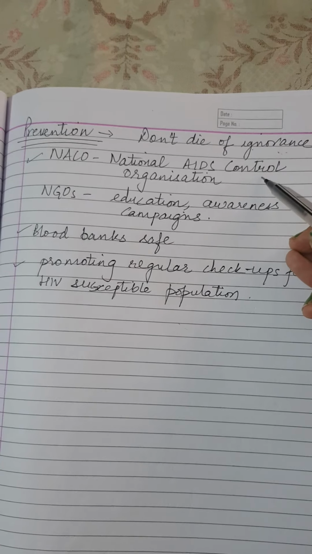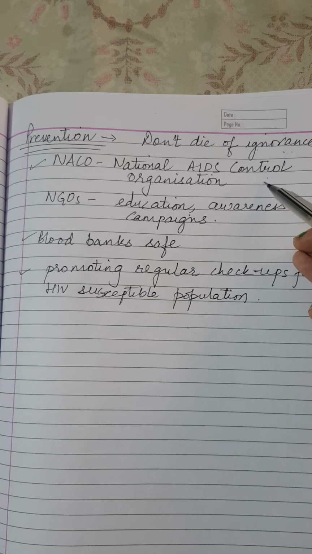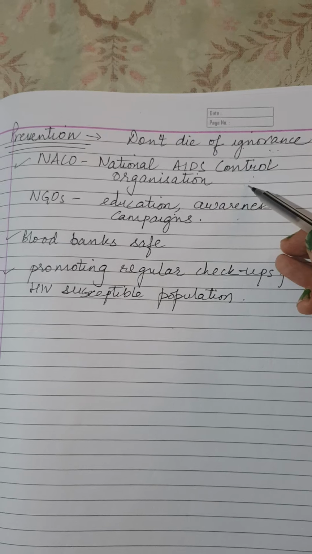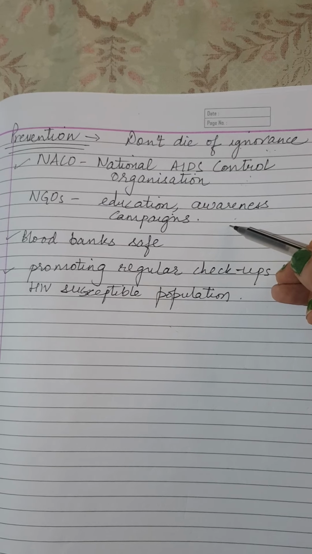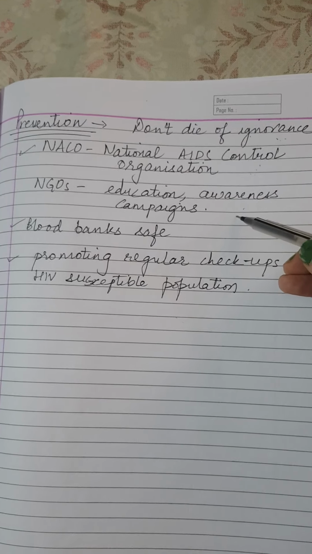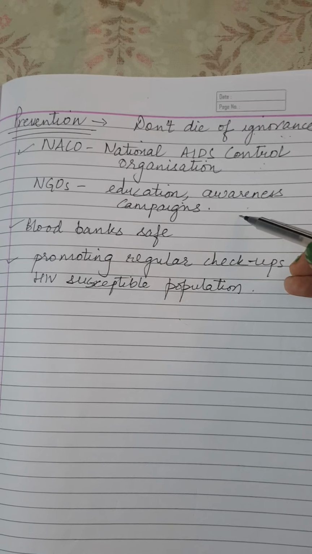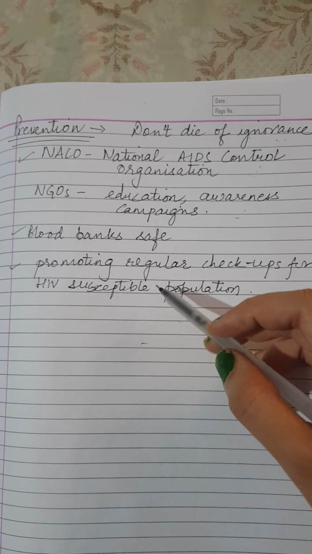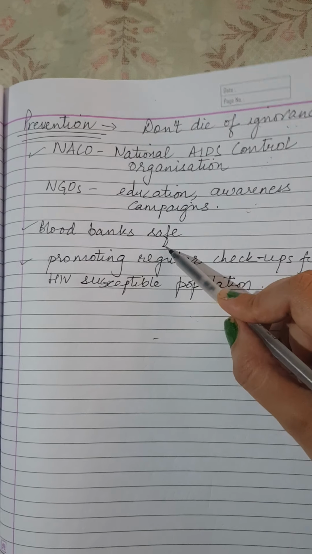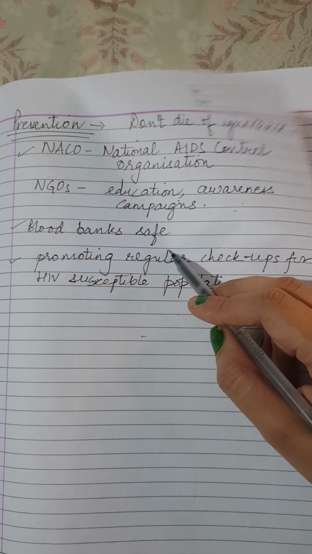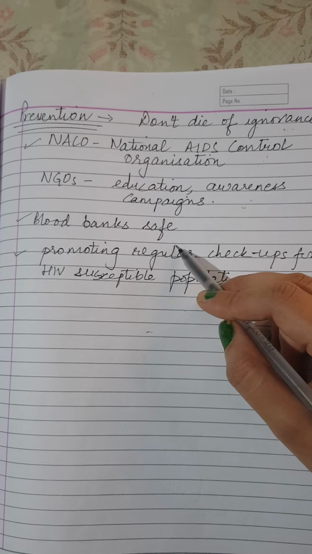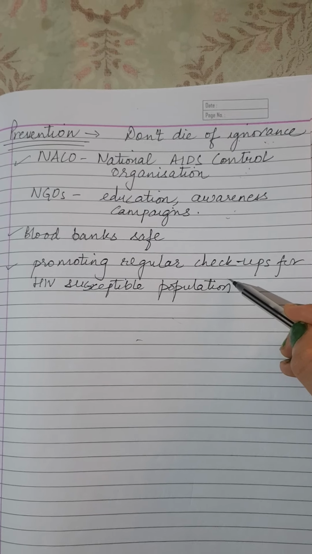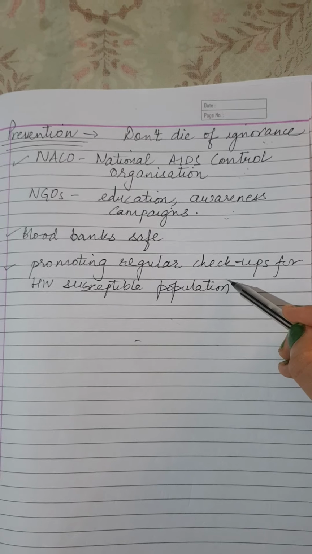There are certain organizations, NACO, the National AIDS Control Organization, and different NGOs, which carry out awareness campaigns and make the situation safe in areas which are susceptible to HIV. Blood banks should be safe. Whenever blood is donated by a person, an HIV test should always be done. Then regular checkups should be promoted in places where an HIV susceptible population is present.